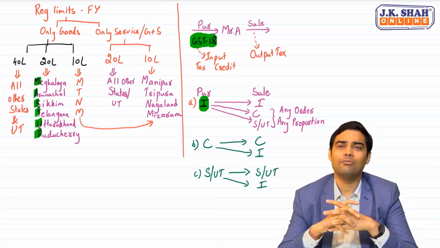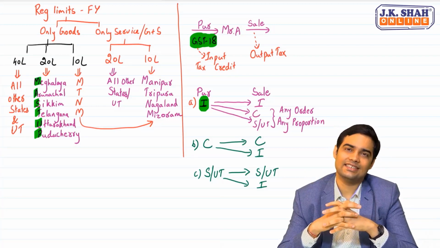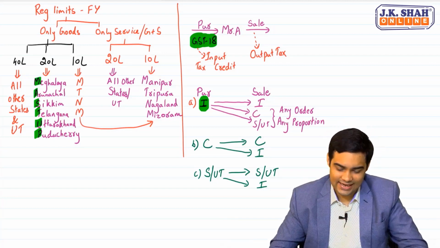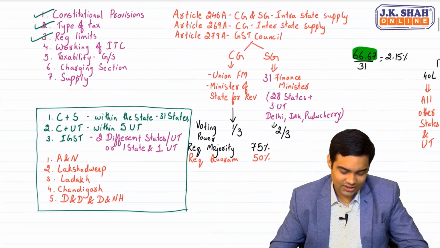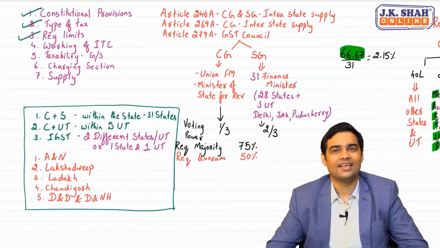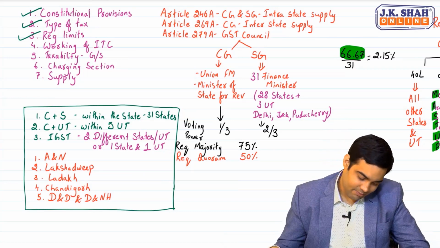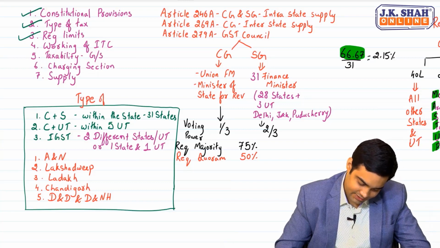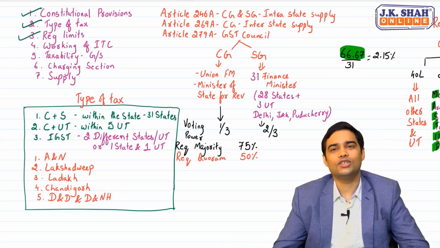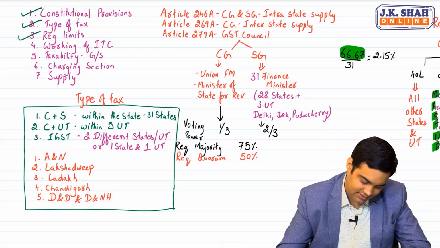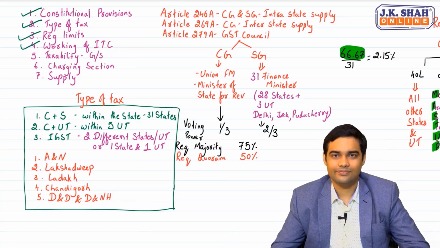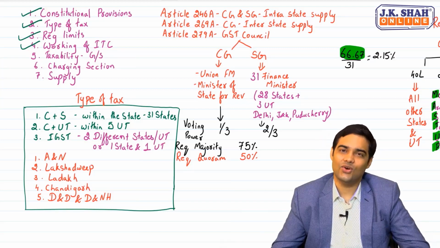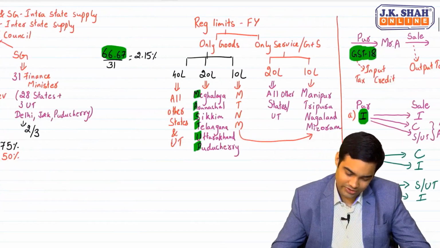So this was a brief on utilization or working of input tax credit. Where do we stand? First was the constitutional provisions. Second was the type of tax. Third discussion was registration limit. And then the fourth discussion which we did was working of ITC. Where are we going next? Taxability of various goods and services. Let's talk about it.